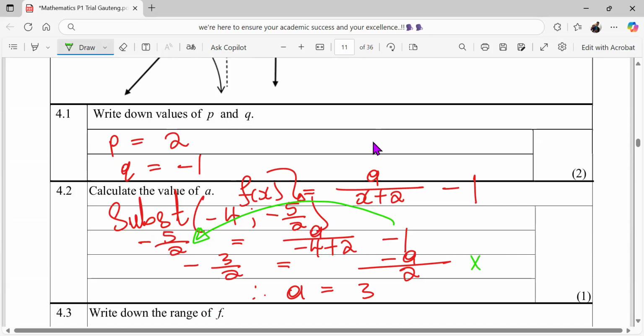But of course, if you don't like that, then you could have decided to multiply both sides by -2. Well, that's still perfectly fine. And you'll still get a nice value of +3.